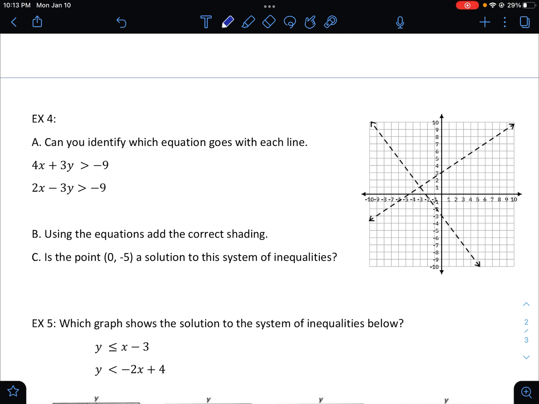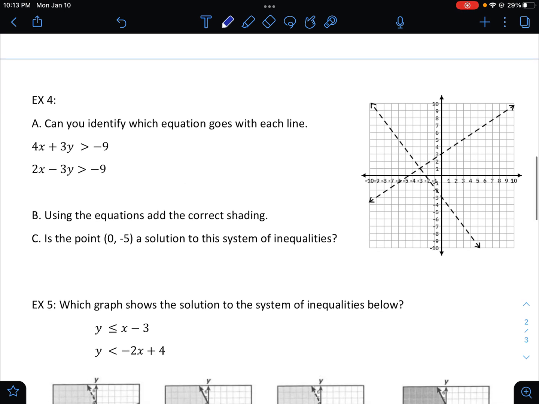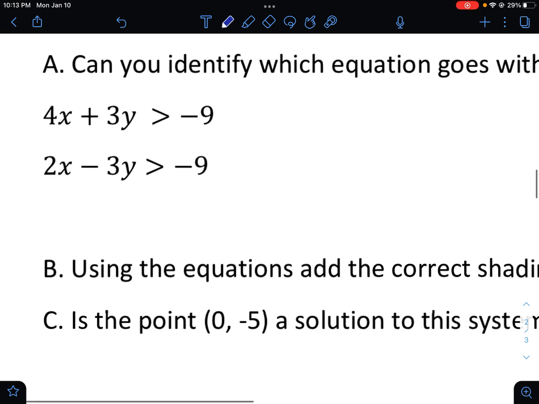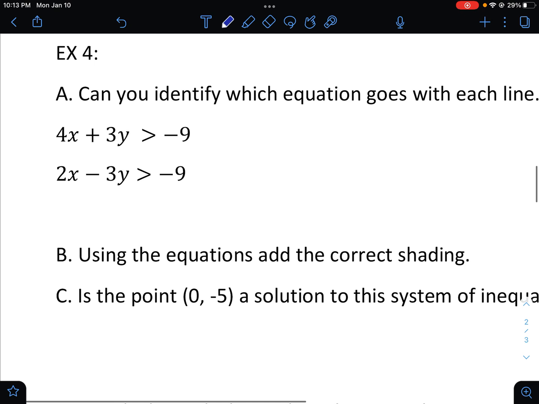Okay, looking at the back side or the second page. Can you identify which line goes with each one? Again, we can't eliminate it just based on the inequality sign. So this one we're going to have to do a little bit of math. So we're actually going to have to practice solving for y. So I'm going to focus on solving just this first equation for y, and that can help me identify which equation goes with each one. So I'm going to rewrite it.